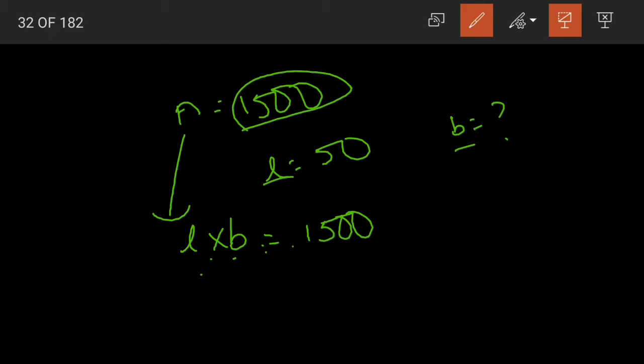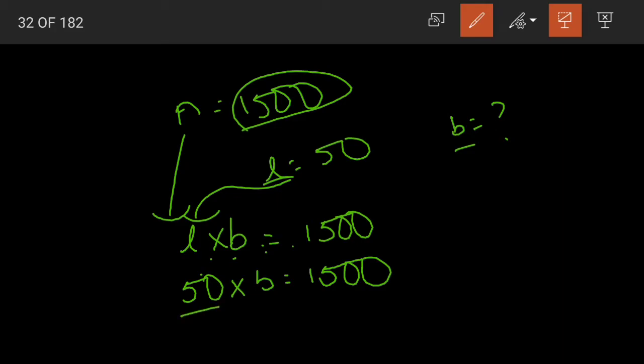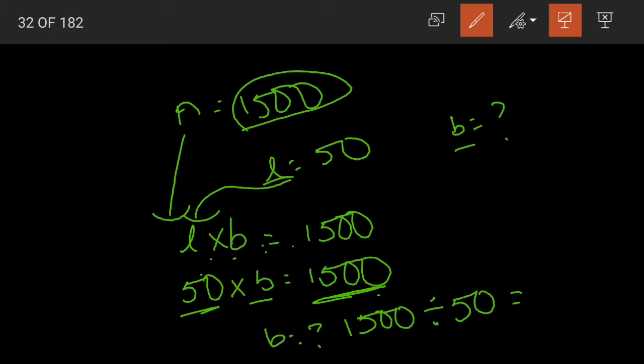Now, from both length and breadth, we have the value of length. So 50 into B is equal to 1500. Yes, children, we have already done a similar problem like this in perimeter also. The perimeter was given, and we found out the length and breadth. So how to find out? 50 into B is equal to 1500. So B is equal to how much? B will be equal to 1500 divided by 50.